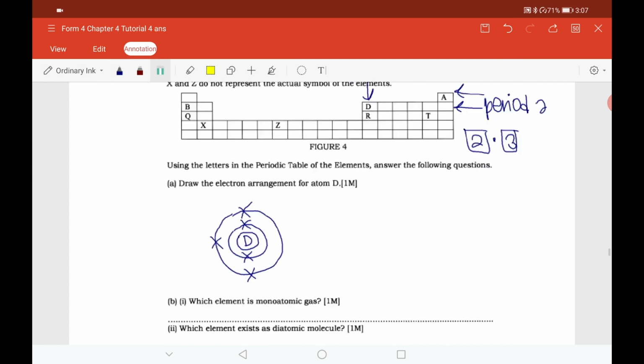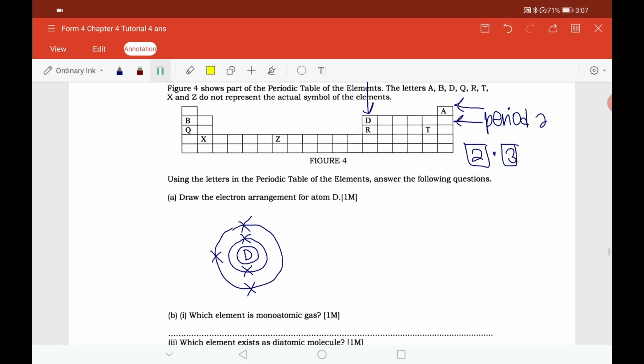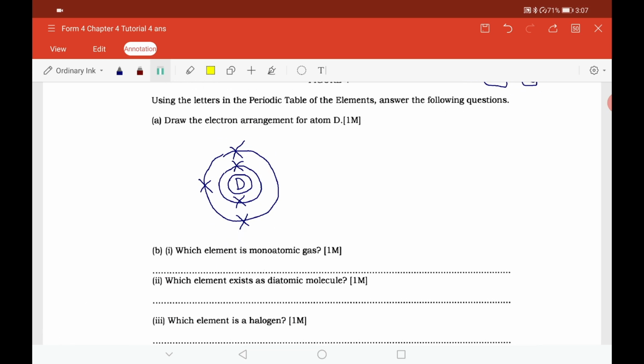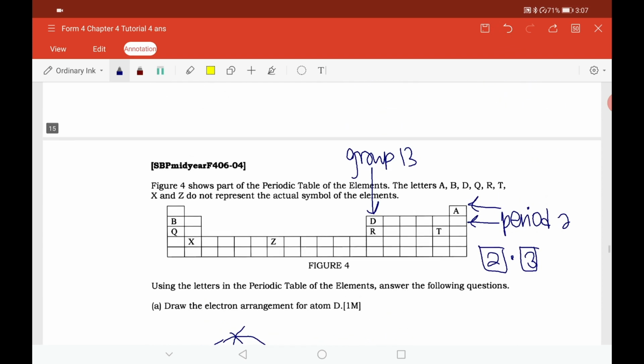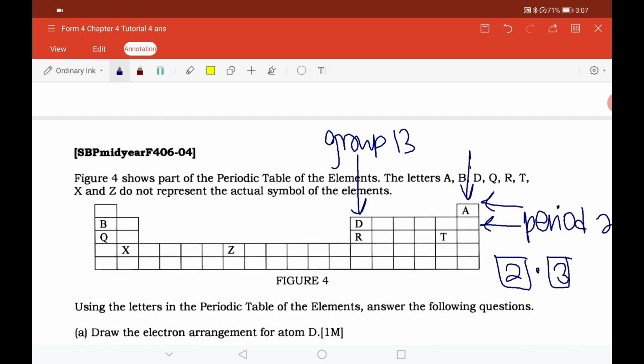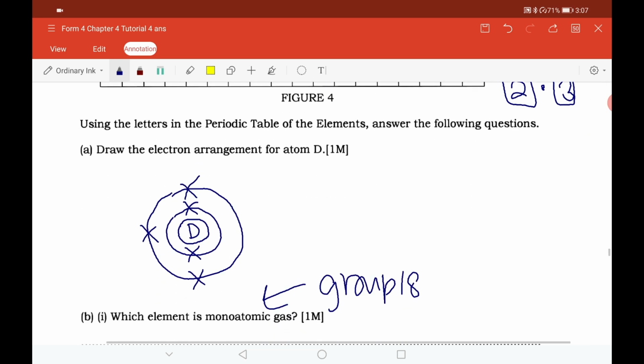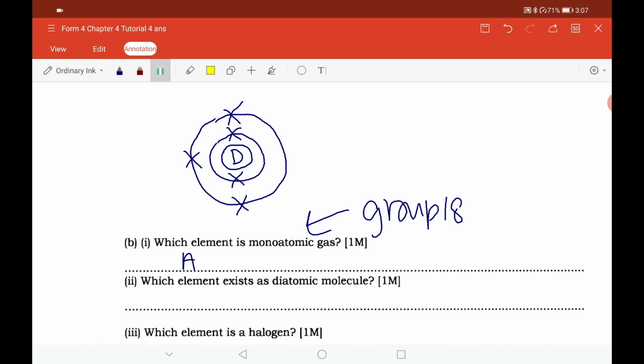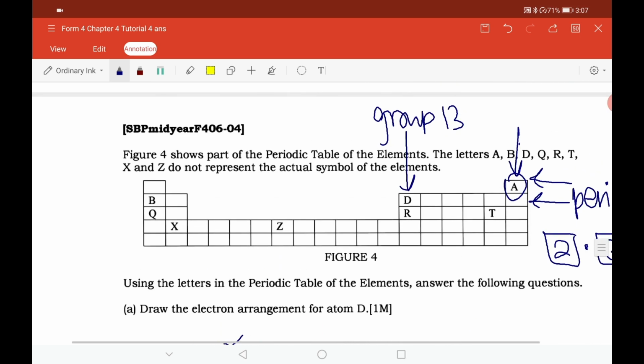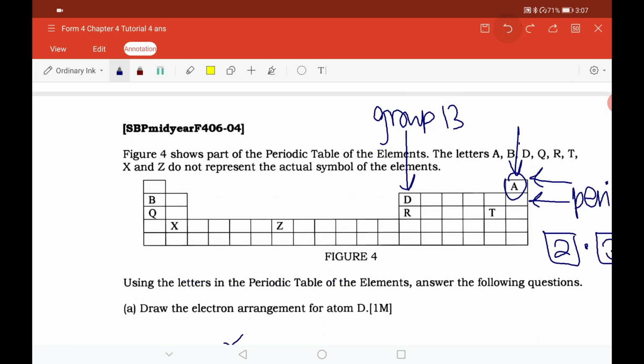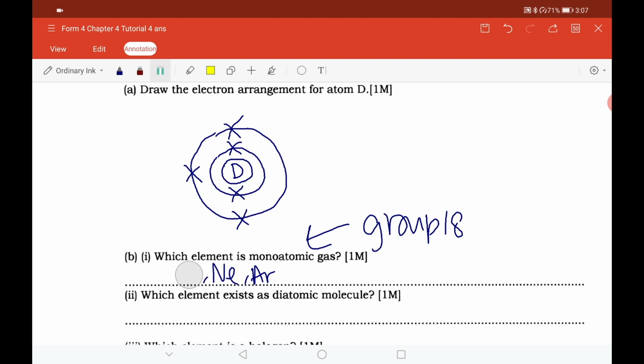Then we continue. Now the question asks, which element is a monoatomic gas? When you see the word monoatomic, it always refers to group 18. Who is in group 18 here? This is group 18, which is A. So you must put A. You cannot put helium, neon, or argon, because you must use the symbol they give you. So it is substance A.